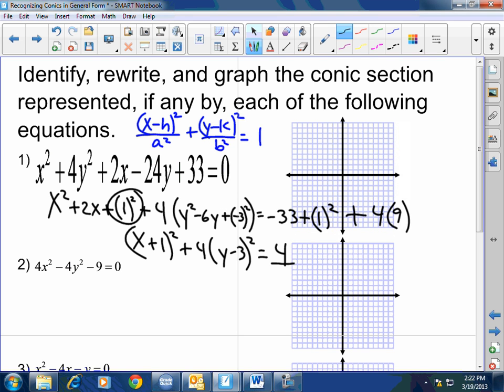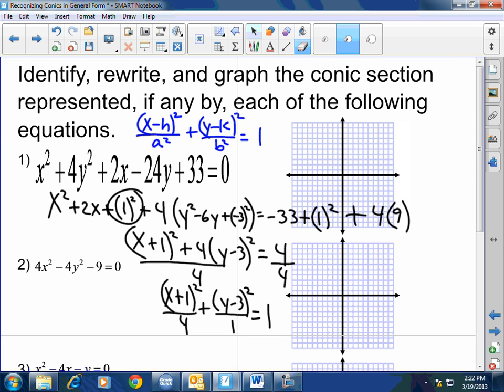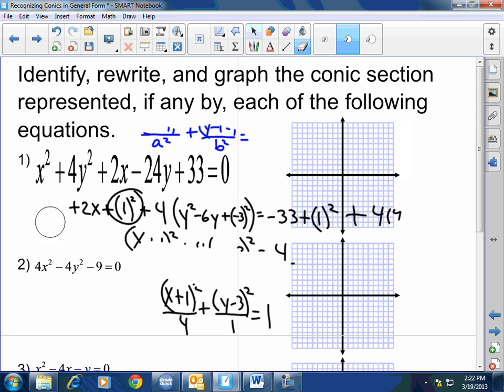Very good. Divide by that constant. So I'm going to have x plus 1 squared over 4 plus y minus 3 squared over 1 equals 1. Now, I'm going to erase all this because I'm going to try to graph this, okay? See if I can graph all of this. Okay, we're all done there.